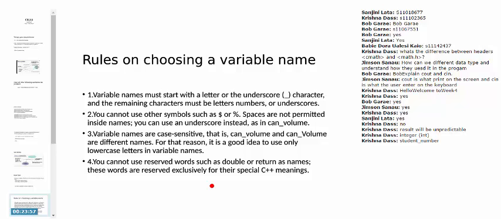You cannot use reserved words such as double or return as names. These words are reserved exclusively for their special C++ meanings, right? So for example, here double is how we declare a data type. It's one type of data type, and these words are reserved. You cannot have a variable named double, or for example, int or cout. You cannot name your variables as such, right?